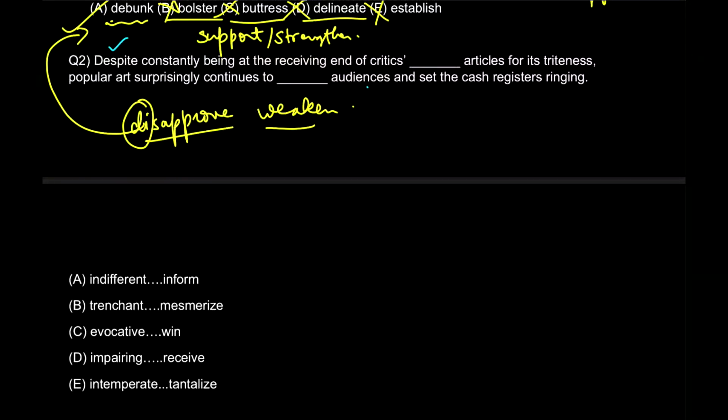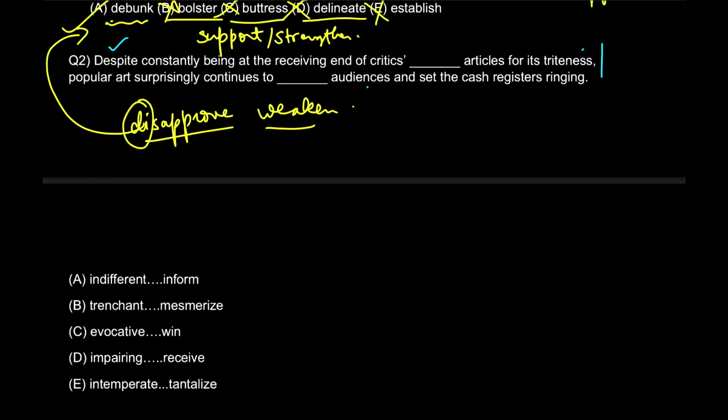That means here the sentence clearly has two distinct parts separated by the comma, if you observe, and the presence of the word despite suggests that the two parts have points or information which run counter to each other. So let us observe the first part before triteness. This part is talking about the critics writing articles for popular art's triteness. Trite refers to something which is boring or uninteresting, which has been repeated many times. Hence, the critics' articles will obviously not praise that popular art. So we will have something negative, as they will be negative about it.